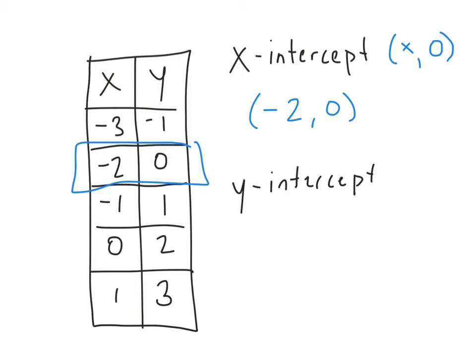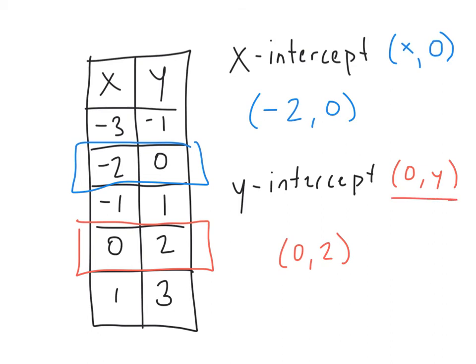Now with the y-intercept, we want to find it where the x is 0, and that is what our y-intercept is going to be. So if x is 0, that'd be right here. So our y-intercept is (0, 2). These are very important. It might help you to write them down.